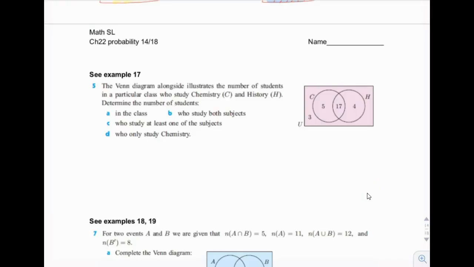Probability page 14, number 5. The Venn diagram alongside illustrates the number of students in a particular class who study chemistry and history. Determine the number of students in the class who study both subjects, etc., etc.